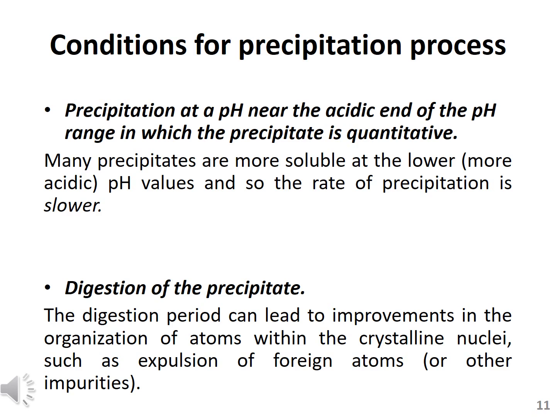If the precipitation is at a pH near the acidic end of the pH range in which the precipitate is quantitative, then many precipitates are more soluble at lower, meaning more acidic, pH values, and so the rate of precipitation is lower. So you must be very careful about selecting the acidic or basic environment for the precipitation process.